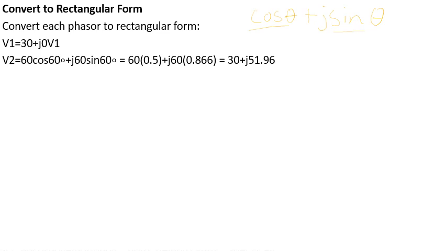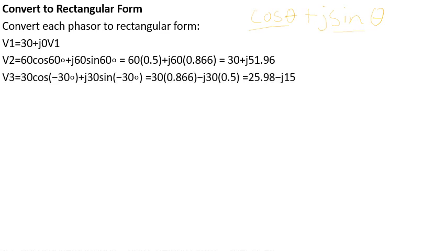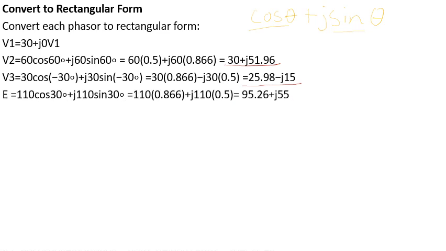Doing that, we get this equation. We'll do the same thing for V3 as well. Doing that for V3, we have our equation as this. So these are the equations we got. After that, let's also do it for E. Doing it for E, the magnitude was 110, so 110 cos 30, that was the angle, plus j 110 sine 30. Doing the mathematics, this is what we get.